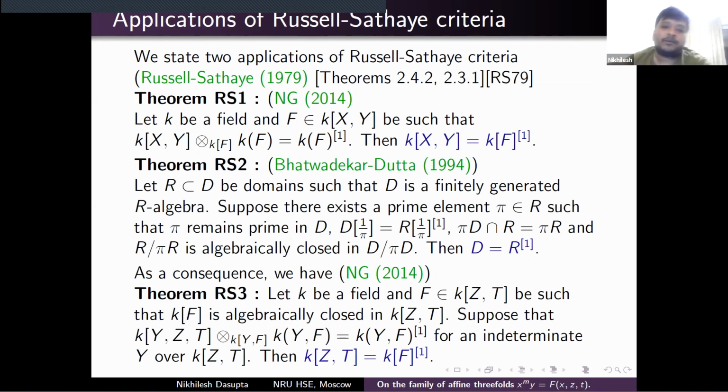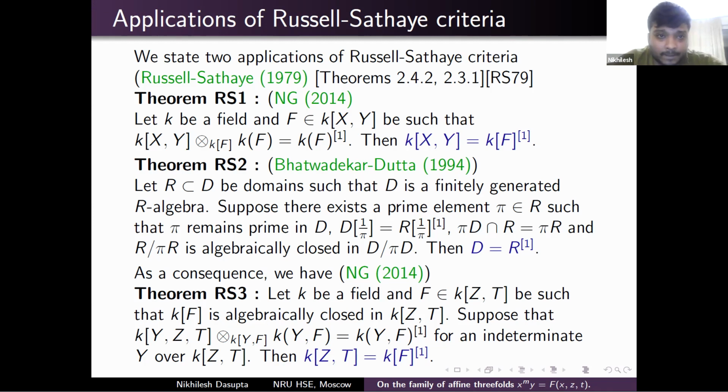Okay, let's mention these results. And so the Russell-Sathaye criteria, well, I have to explain what the Russell-Sathaye criteria means. It's just like we want to find some conditions on a subalgebra so that it is a polynomial ring in one variable over something.